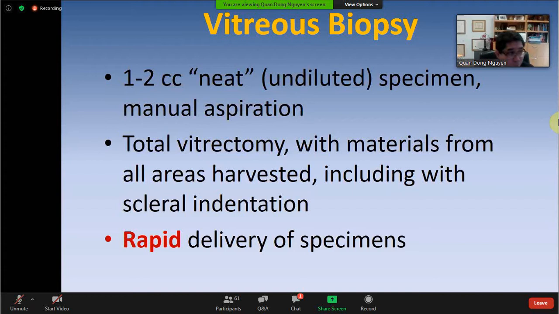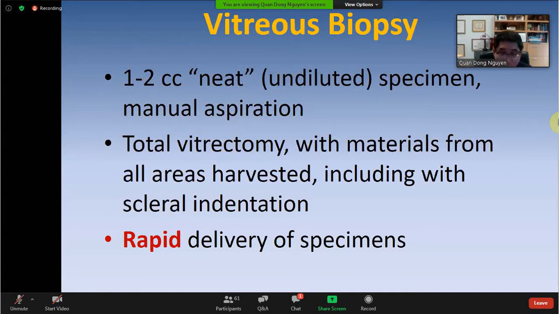And so the other thing is that when you do this, you should plan ahead of time. This type of diagnostic procedure should not be performed, for example, late at night, because you don't have a way to deliver the specimen. And you don't want to do it on a Friday night or Saturday either, because the lab may not be able to process those specimens.